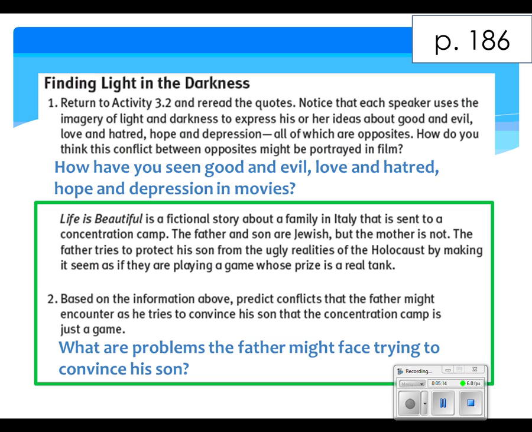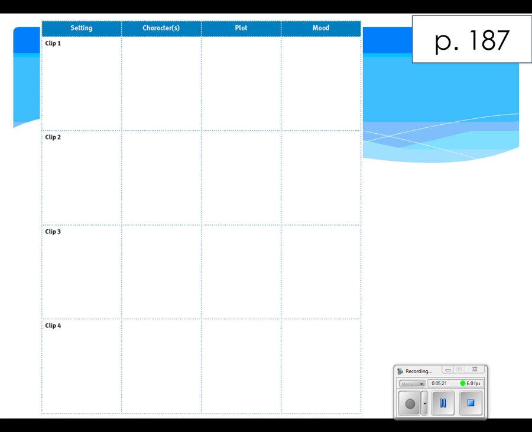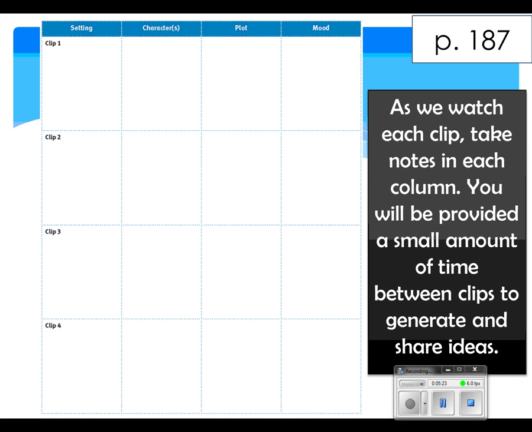That's it. So you're going to be watching 4 specific clips, okay? And on your Springboard, page 187, you have a chart that you're going to be filling in. And with each clip, we'll take about 1.5 minutes to a 2-minute pause so you can fill in content regarding 4 elements of that clip.